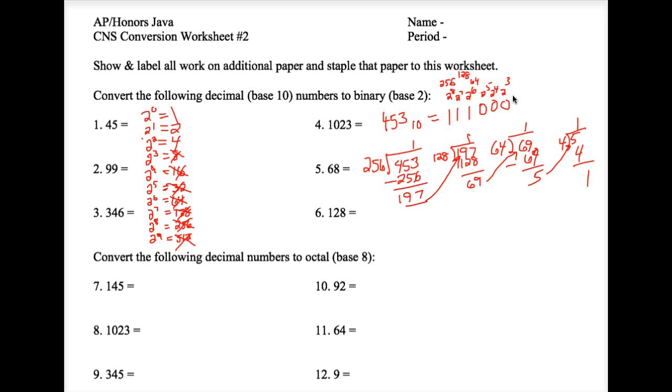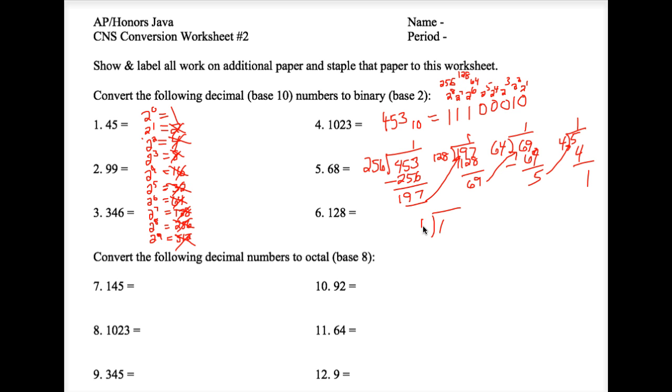This 1 adds into the final answer. This is the 2 squared column. 2 squared is 4. We used up this 4. Does 2 fit into 1? We take this 1 and we set up a new long division box. No, 2 does not fit. So we have to put a 0 in our final answer in the 2 to the 1st column. Now don't forget to use up this 1 over here.